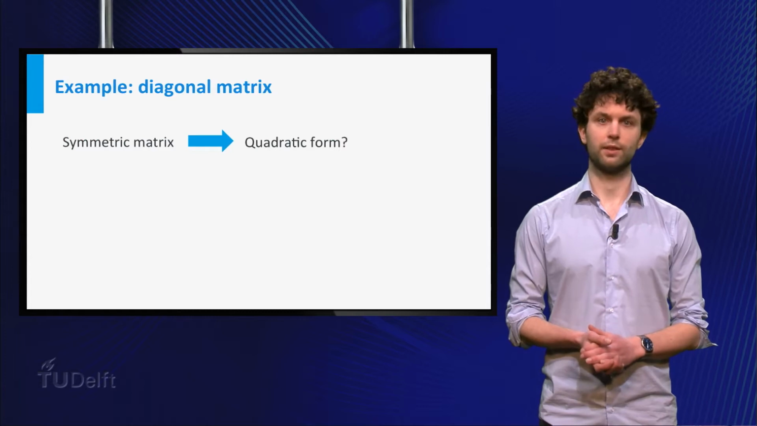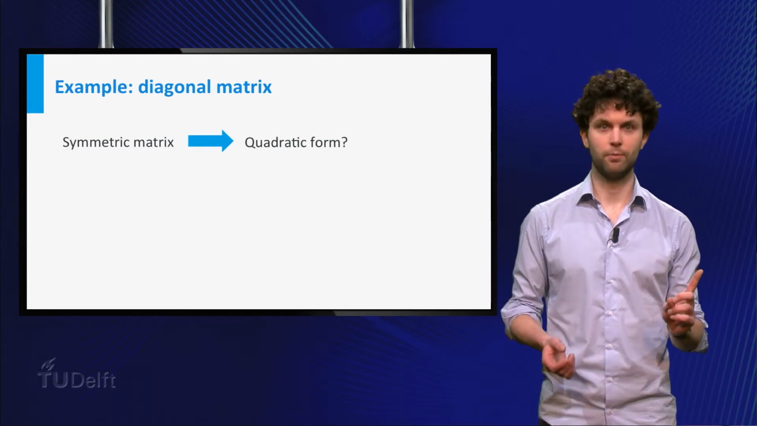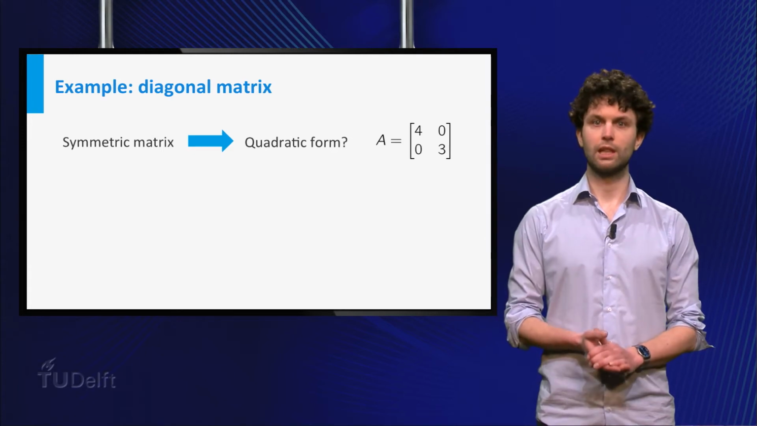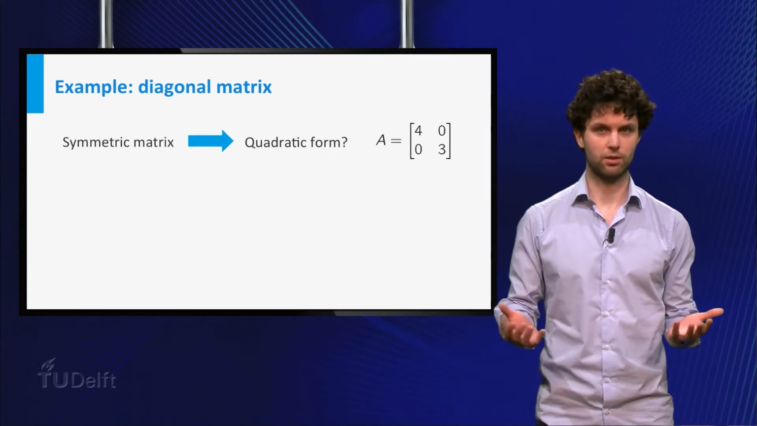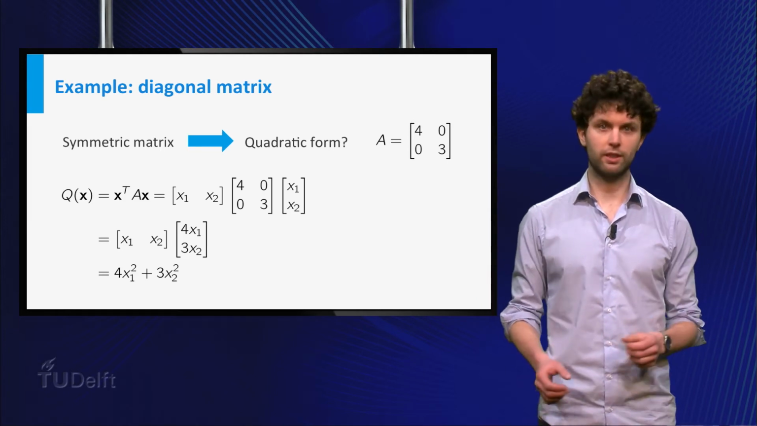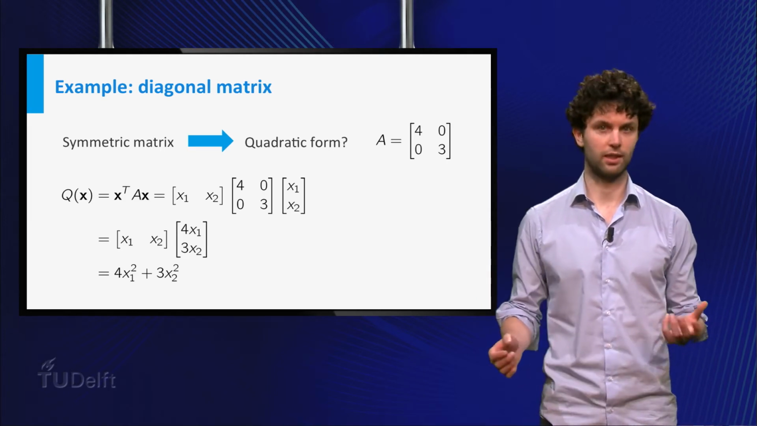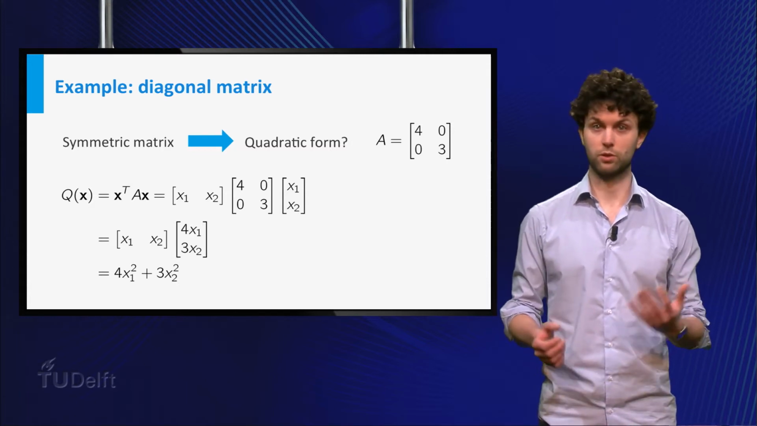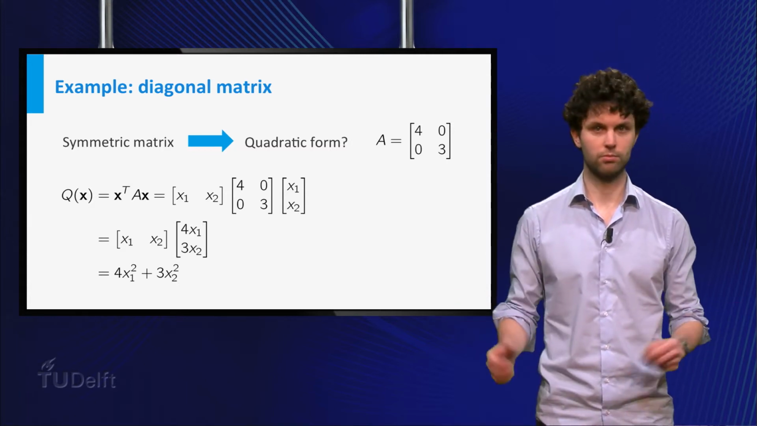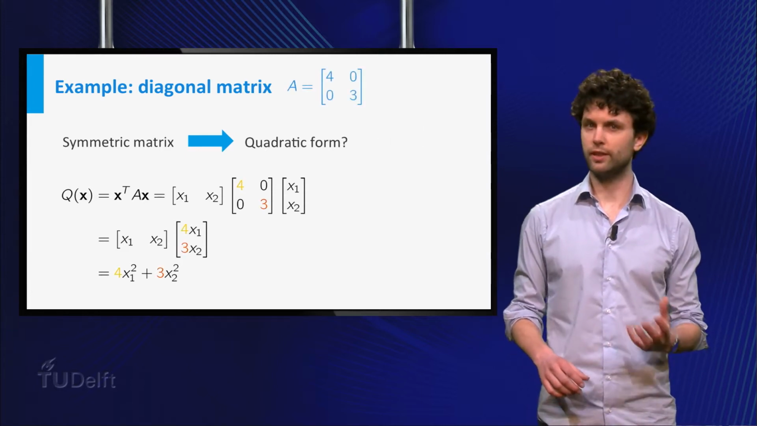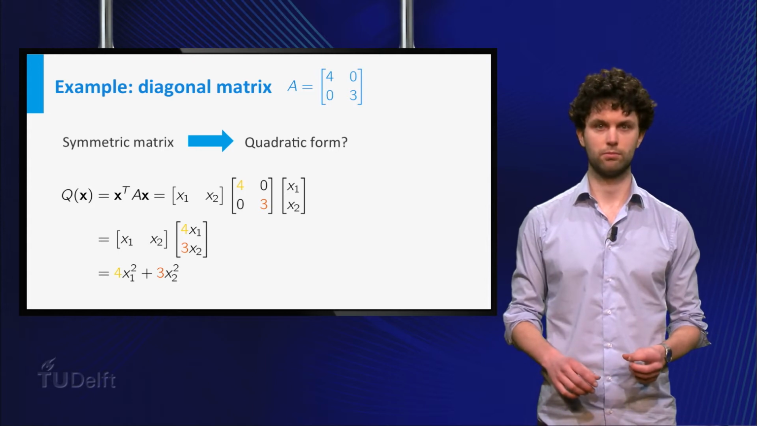Let's now investigate the connection between the symmetric matrix A and its corresponding quadratic form. First, we let A be a diagonal matrix, for instance this one. From the rules of matrix vector multiplication, it follows that the quadratic form becomes 4 times x1 squared plus 3 times x2 squared. You see that the diagonal elements appear as coefficients in the quadratic form.